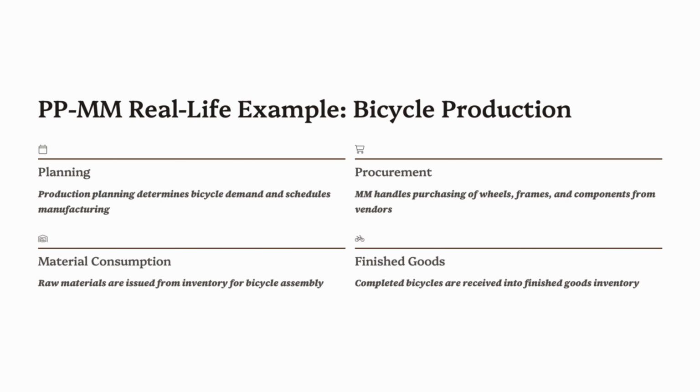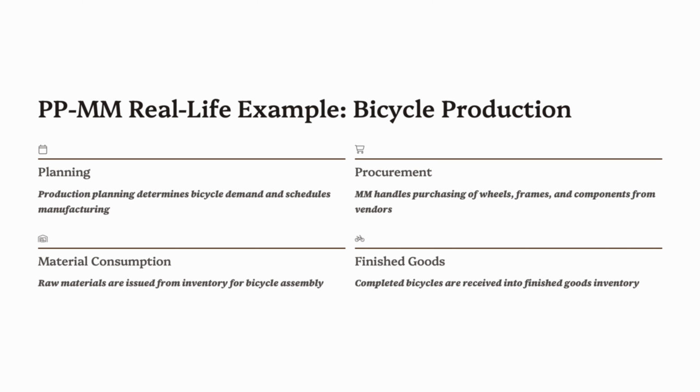Part 6. Real-life example scenario. To better understand how PP and MM work together, let's look at a simple real-life scenario. Imagine a company that produces bicycles. Production planning, PP. The production planner runs MRP to check material availability. The system sees that steel frames and tires are needed for next month's production, but stock is low.